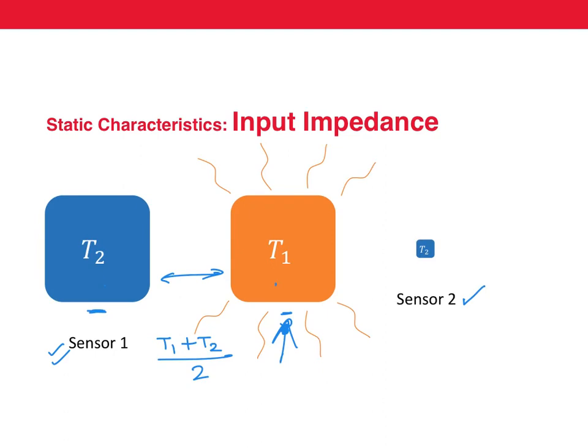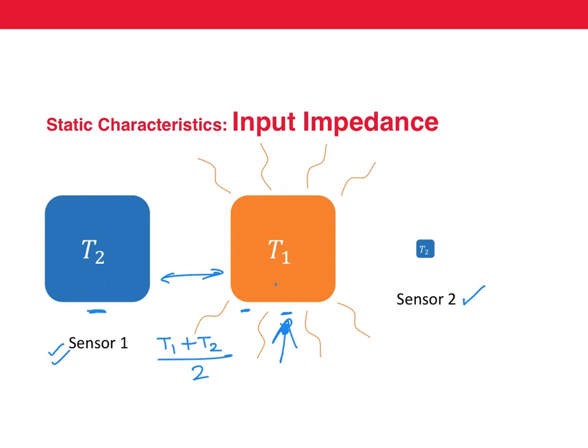And therefore, we say that the input impedance of sensor 1 is so small that it is actually loading or interfering with the object that I want to measure.